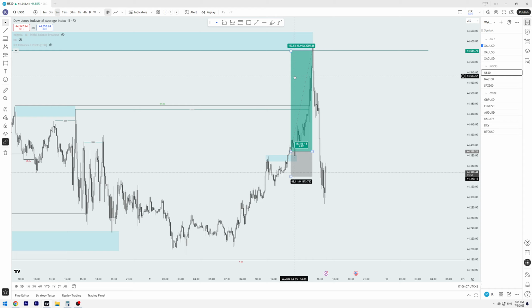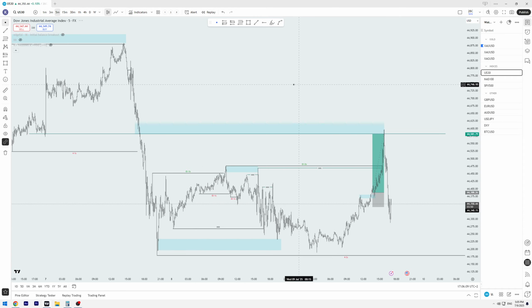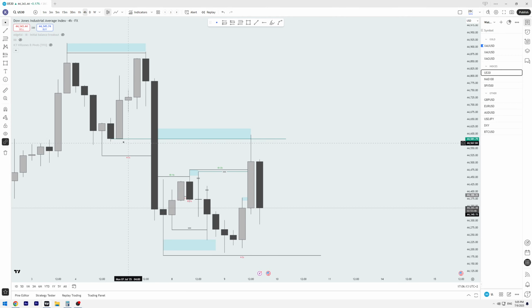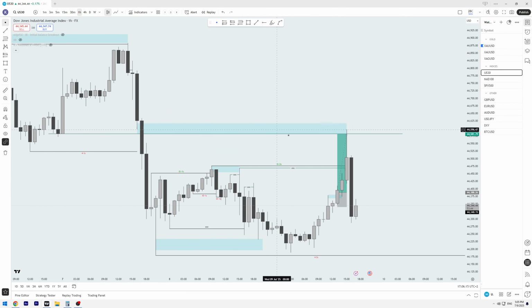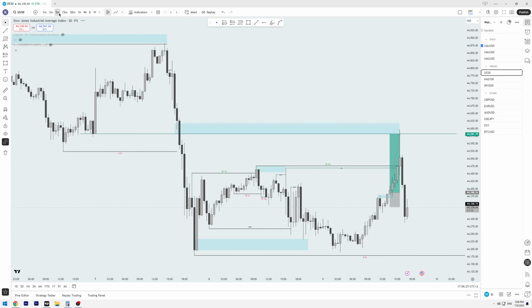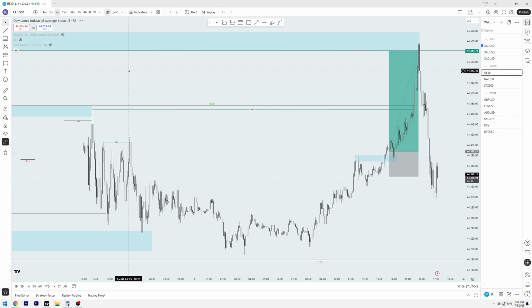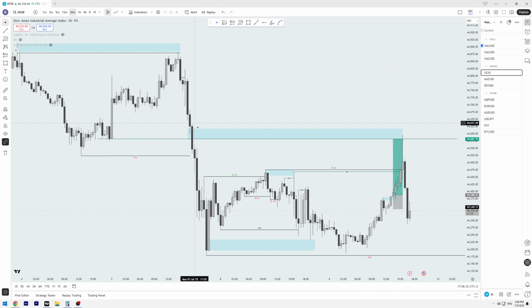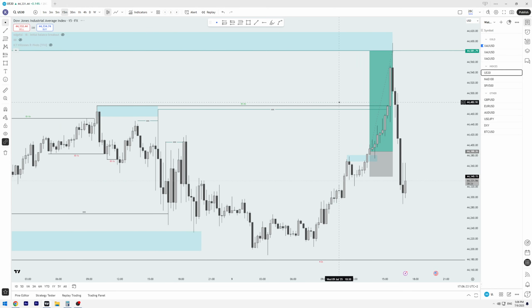So first of all, I was targeting this 4-hour level, which is here, and it just hit it perfectly and reversed. And here was a hidden base order block or something. You know, if you went to a lower time frame, here would be some sort of POI. And so why I held it?